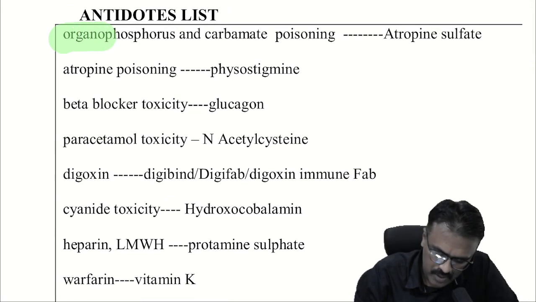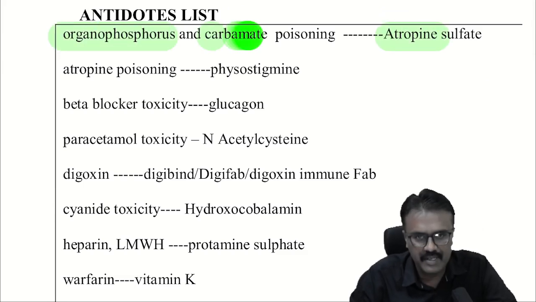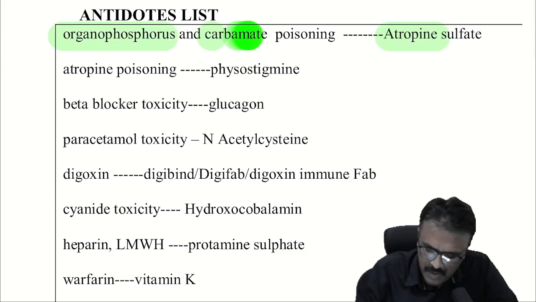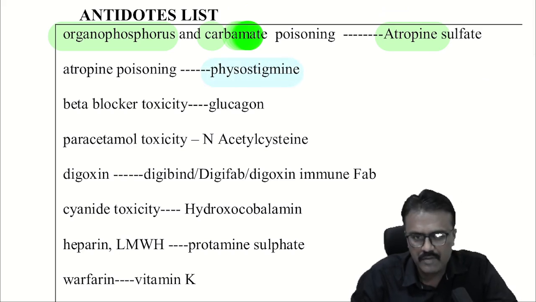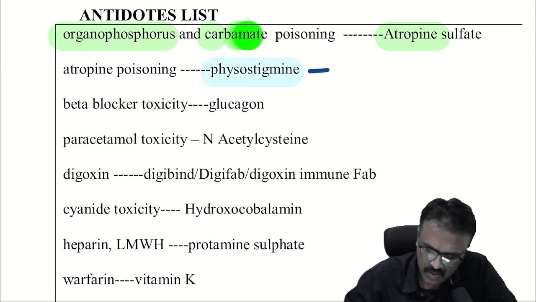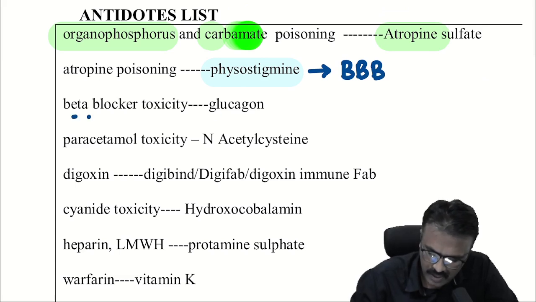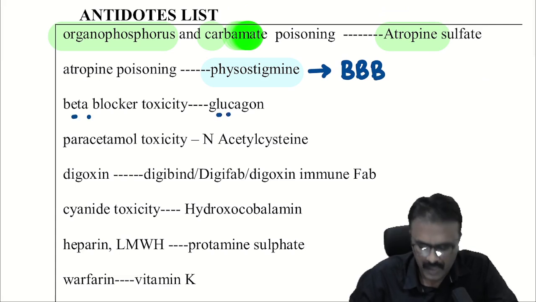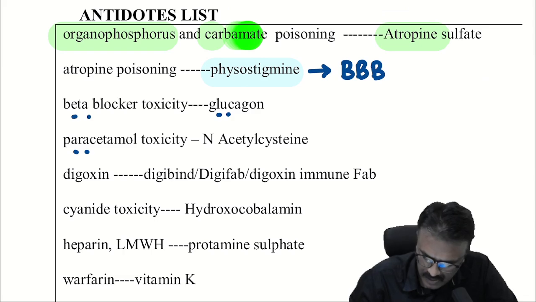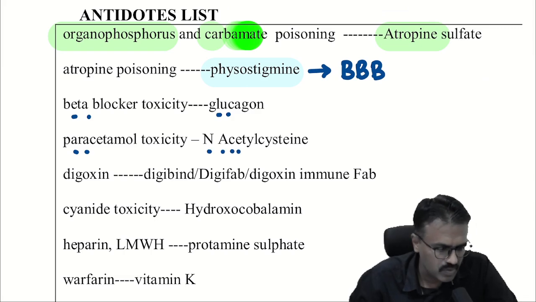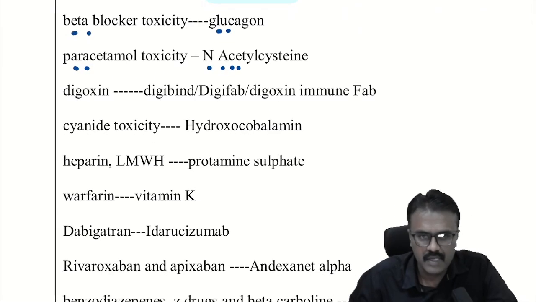For any organophosphate and carbamate poisoning, the antidote is atropine sulfate. For atropine poisoning, the drug of choice is physostigmine. Don't confuse physostigmine with pyridostigmine. Why physostigmine, sir? Because it can cross the blood-brain barrier. Beta blocker toxicity, the antidote is glucagon. Paracetamol, it is N-acetylcysteine. So keep revising with me.